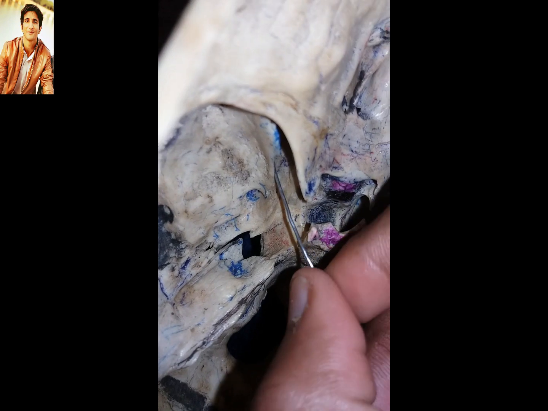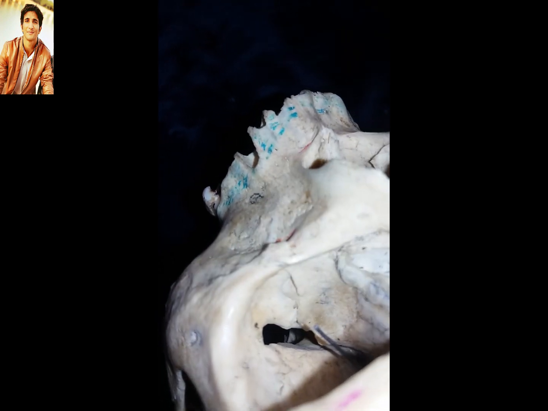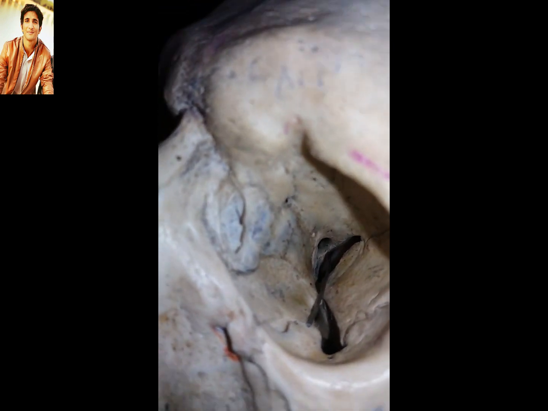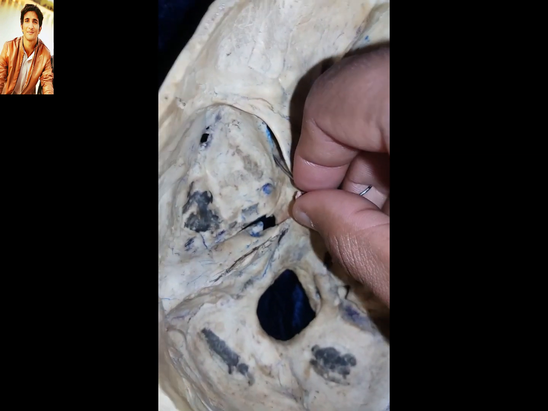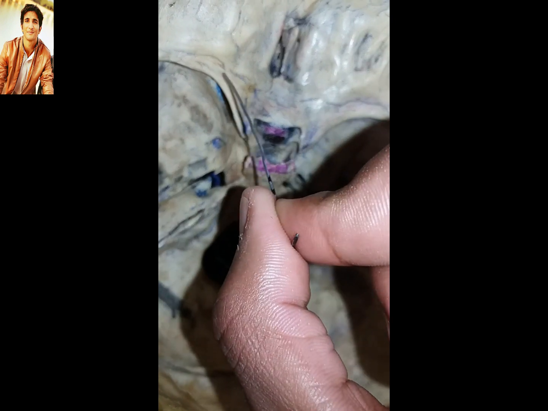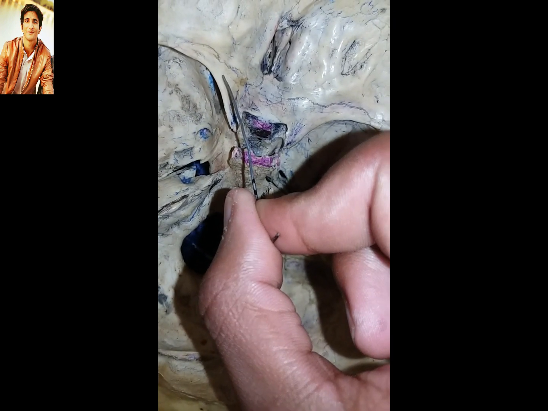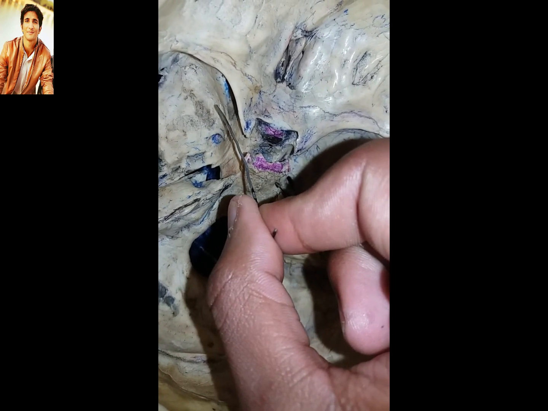There is the superior orbital fissure. It opens into the orbit, just like this. This is the superior orbital fissure, which is a slit-like opening between the lesser wing of sphenoid and the greater wing of sphenoid.